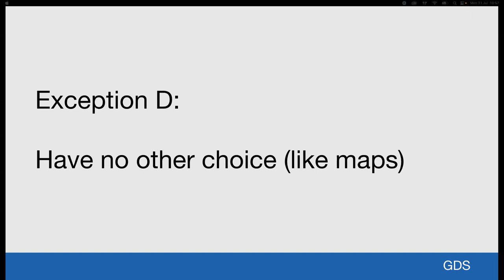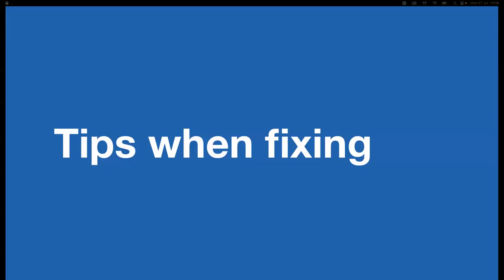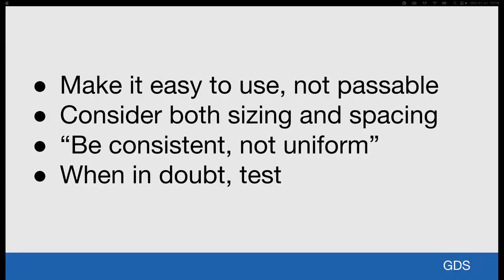And the last one is sometimes you have no other choice. Things need to be spaced the way they are. They need to be sized the way they are for it to make sense. So once again, examples are maps, color pickers, pieces like that, where the size and location are intrinsically important information.